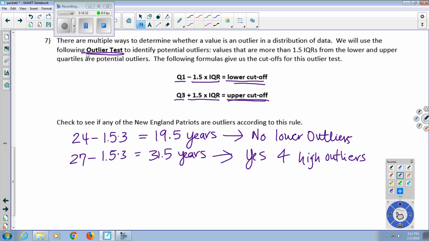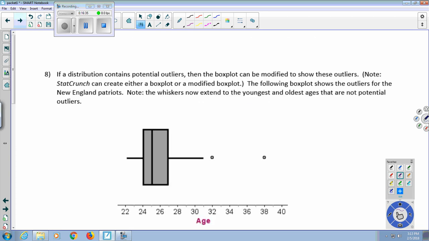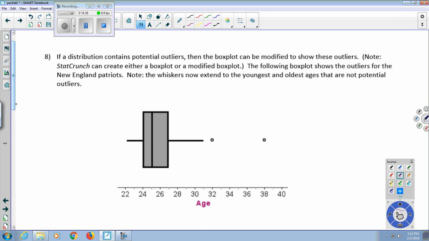So let's look at what that would look like on a box plot if we took into account outliers. So a box plot that shows outliers is called a modified box plot. StatCrunch can create either one. You can determine that by picking that box in StatCrunch. Sometimes, just to note, someone says, here's a box plot, and it doesn't say modified box plot, but you see these points out here that indicate that there are outliers, and so you'll just know they're actually giving me a modified box plot.